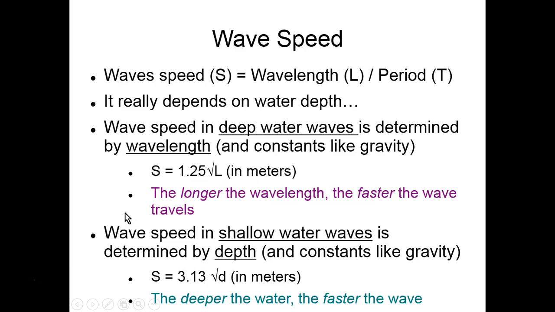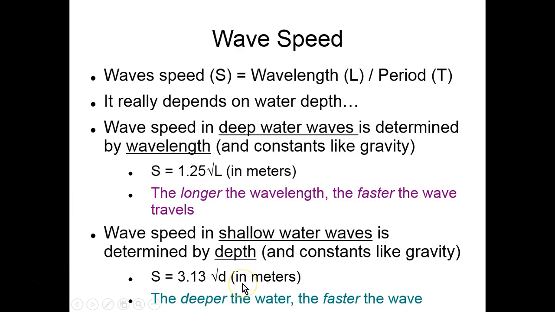Whereas with shallow water waves, the wave speed is determined by the depth of the water as well as constants like gravity. So the equation would be speed equals 3.13 times the square root of depth in meters. 3.13 and 1.25, those are just constants, okay? So what this means is that the deeper the water in a shallow water wave, the faster the wave is.